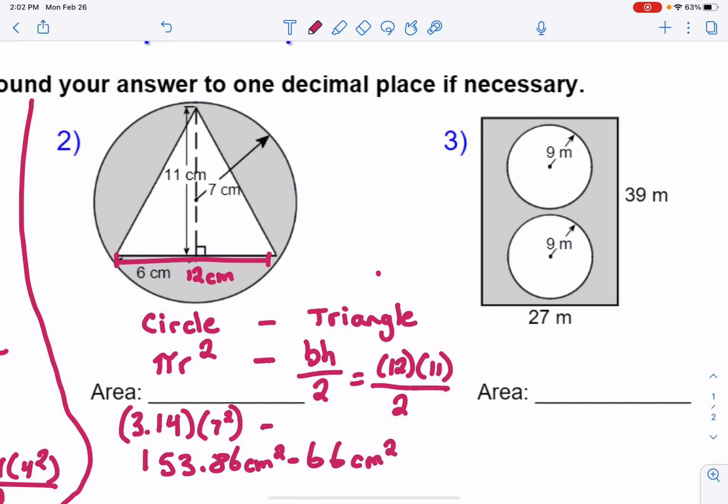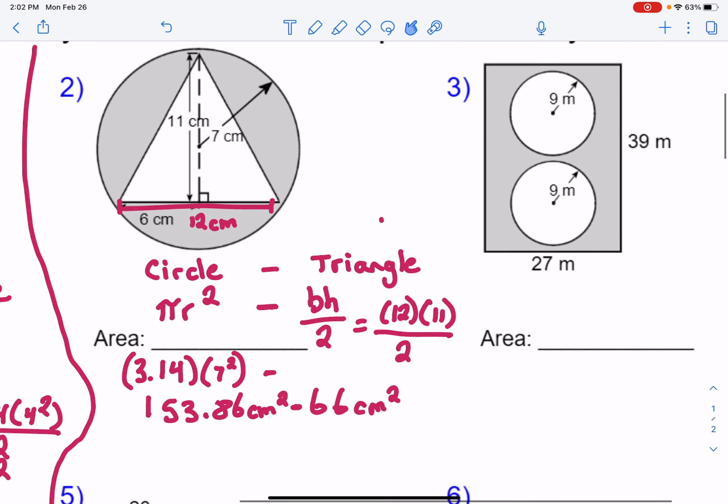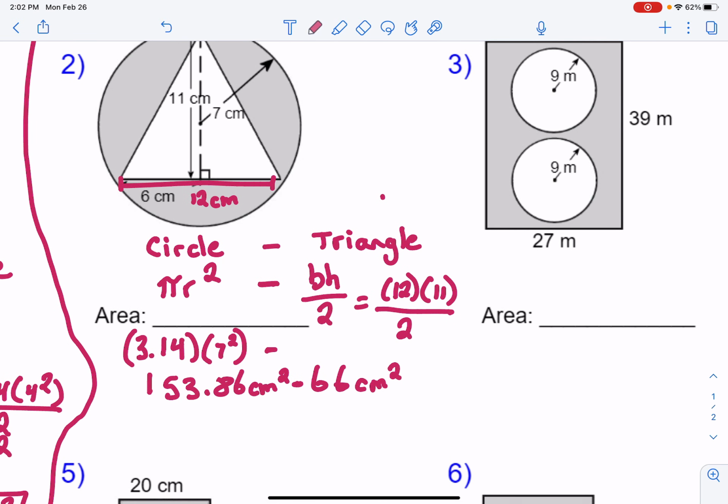But we're not quite yet done. Before we can finish, we need to subtract 153.86 minus 66. And that gives us a final answer of 87.86 centimeters squared for the area of this figure.